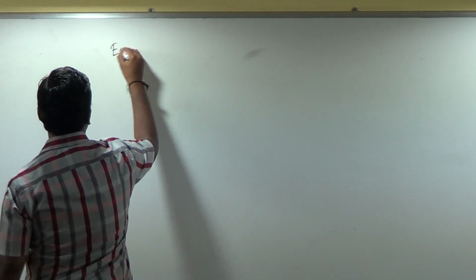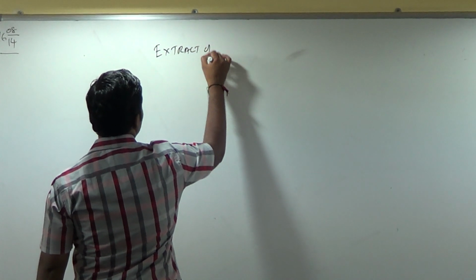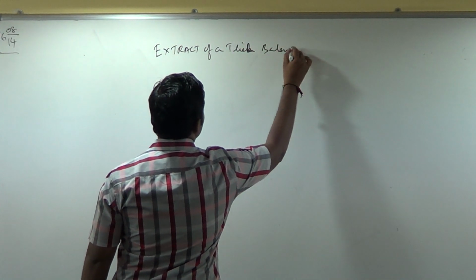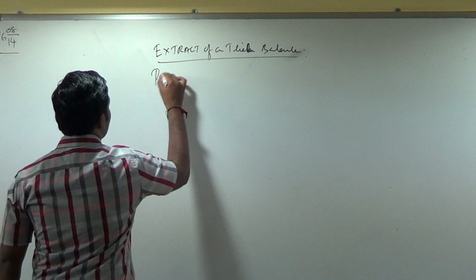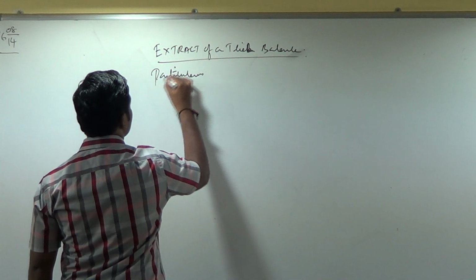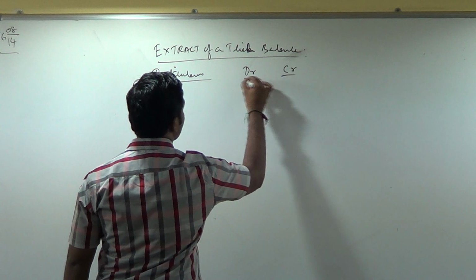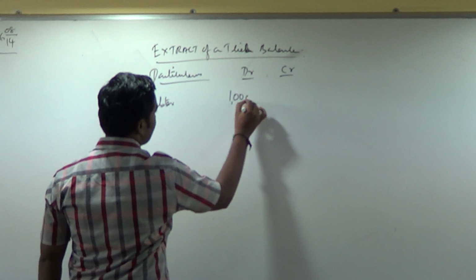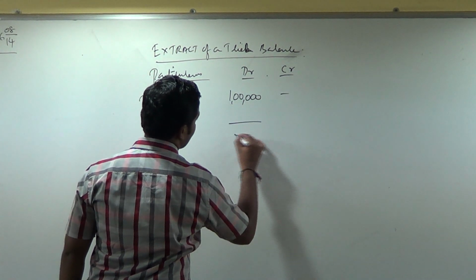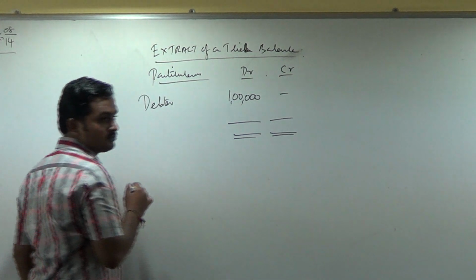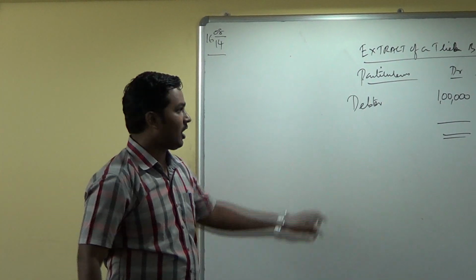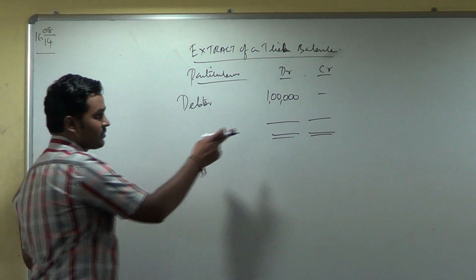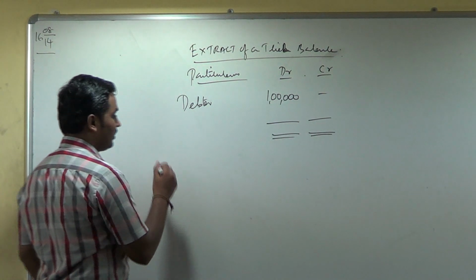Write like this. Extract of a trial balance. Particulars: debit, credit. Debtor, debit balance 1 lakh. Only one item in the trial balance. I am giving you a small portion of the trial balance, okay? Not the entire trial balance, that is why I am keeping the totals empty.